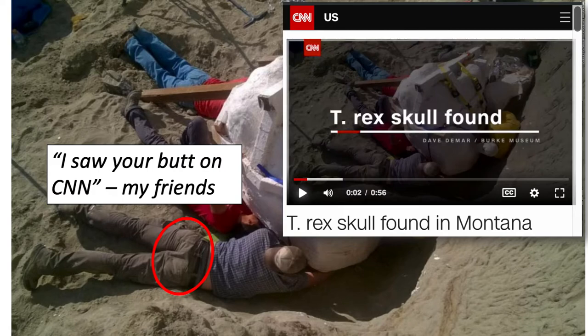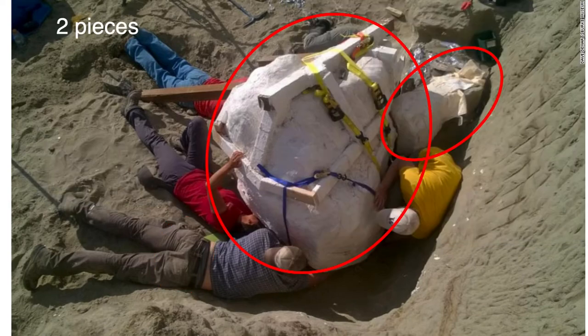A lot of people thought this was me down here, and I had multiple friends on Facebook say, I saw your butt on CNN. It actually isn't me, it's a friend of mine, Brody, but it was fun nonetheless to get a little attention.